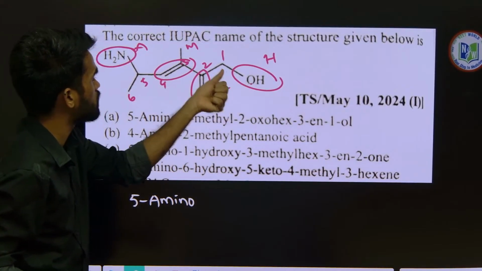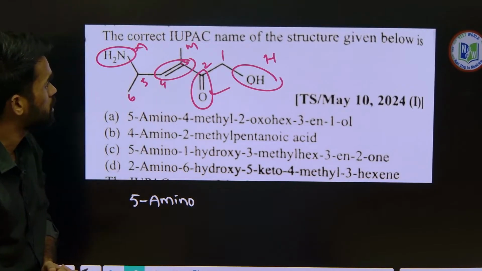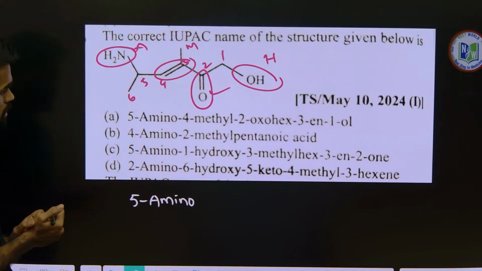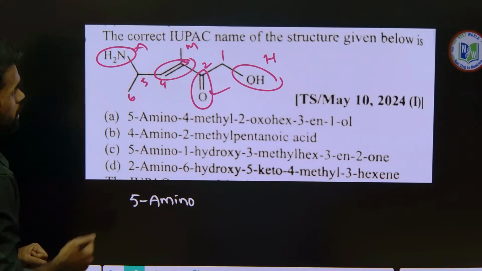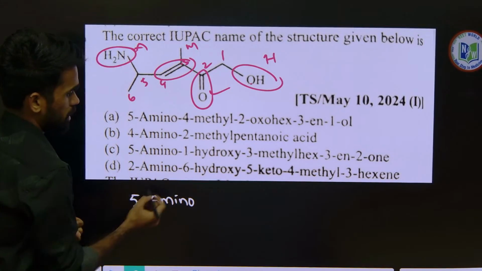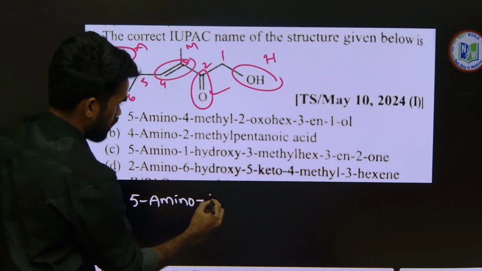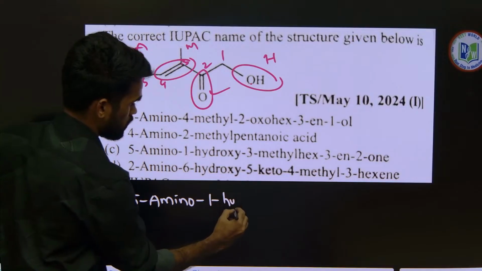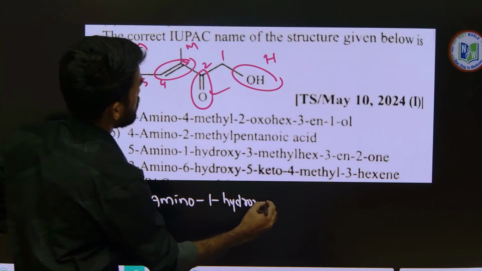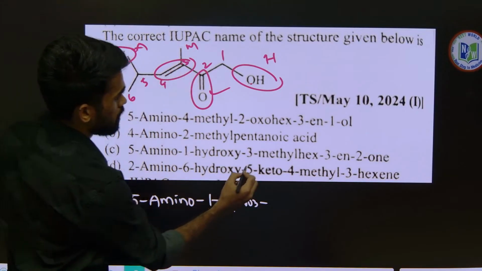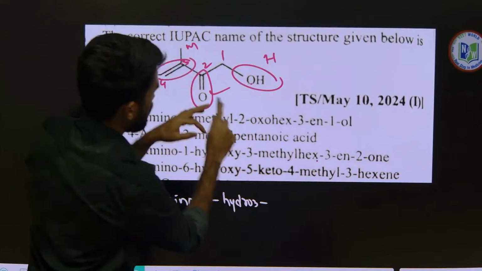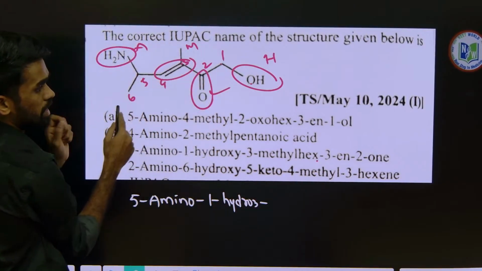Hydroxy, 1 hydroxy and methyl. Which comes first, M or H? See, 5 amino, H comes first now. So then next, here you have 1 hydroxy, 5 amino, 1 hydroxy. Next, 1 hydroxy, 3 methyl, hexane. This is 1, 2, 3, 4, 5, 6, now hexane.